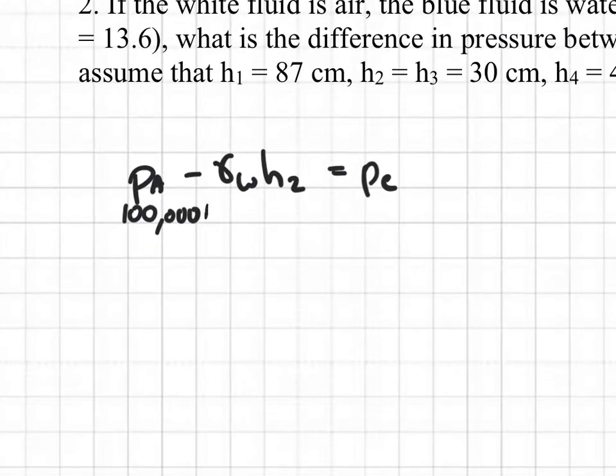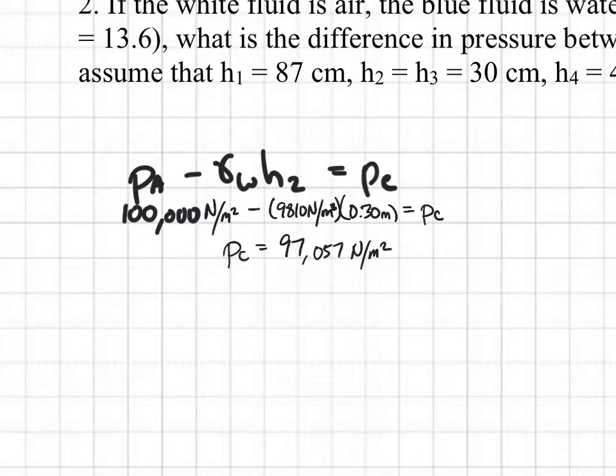Okay, 100,000 newtons per meter squared minus gamma water, which is 9810 newtons per meter cubed, times H2. What is H2? H2 is 0.3. Okay, and you can get PC this way. So we'll say that PC equals 97,057, so 5 sig figs.